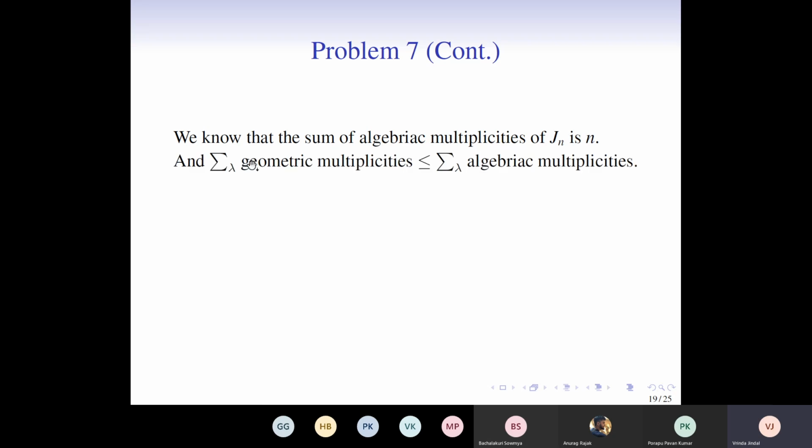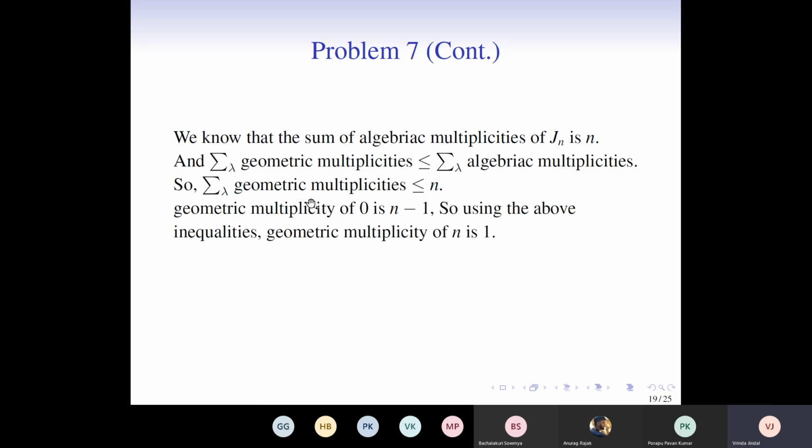And in class, it has also been proved that the geometric multiplicity of an eigenvalue is less than or equal to the algebraic multiplicity of that eigenvalue. So summing over all the eigenvalues, the sum of geometric multiplicities of all eigenvalues of Jn will be less than or equal to the sum of algebraic multiplicities of all eigenvalues of Jn. Now the sum of algebraic multiplicities is n. So the sum of geometric multiplicities is less than or equal to n.